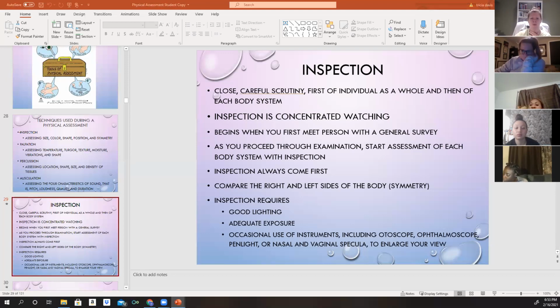So you do not want to rush through your assessment and your inspection. You want to take your time. You're going to compare the left side to the right side, and then you're going to assess and document whatever you find. So the size and the shape of the body parts and that comparison, that symmetry, okay?